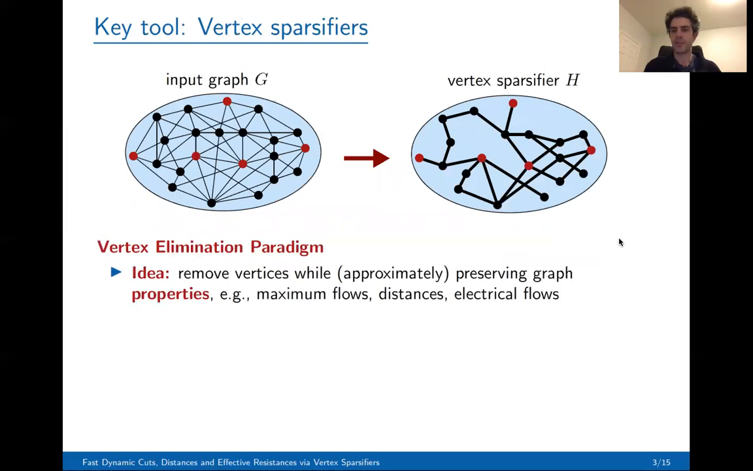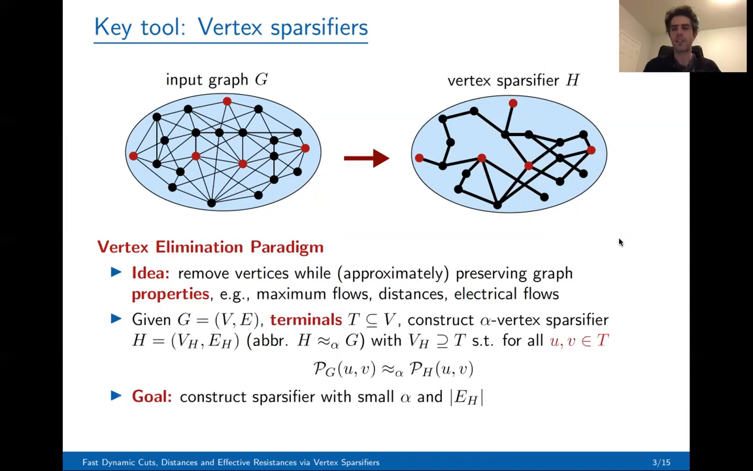Let me tell you about vertex sparsification. Here the idea is that I'm given a big graph G where vertices are labeled with two different colors, namely black and red. The vertices that I care about are the red vertices. The goal is to come up with a small graph H that retains the red vertices and at the same time preserves some feature or property of interest like maximum flow, distances, or electrical flows only among the vertices that I care about, only among the red vertices. These red vertices are widely referred to as terminal vertices in the literature.